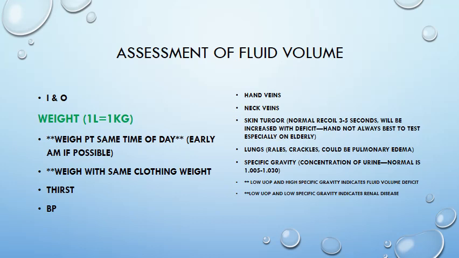Specific gravity, that's our concentration of urine. Normal specific gravity, I believe I have that on there for you, is 1.005 to 1.030. If we have low urine output and a high specific gravity, then that would indicate that we have a fluid volume deficit. There's not enough fluid on board. But if we have a low urine output and a low specific gravity, then that indicates that we may possibly be having renal disease. So you'll want to watch your labs with that as well.